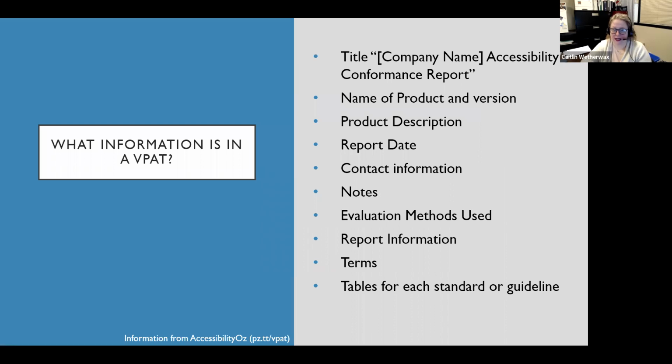So what information is on that template? It's always going to have the title of what it is, the name of the product, and what version. As we know, you really want to pay attention to the version for things. The main description, contact information, notes. A big thing to look at is the evaluation methods used and who tested it. Take a look: was it completed by the actual company themselves, or did they hire a third-party company to do the evaluation?